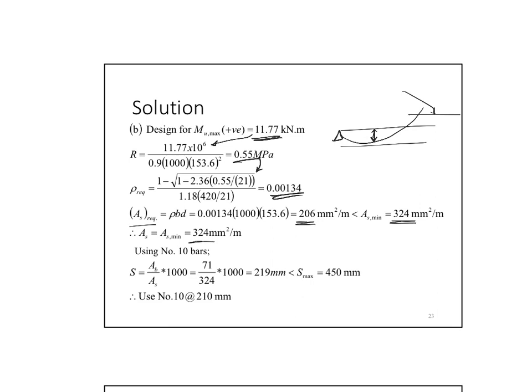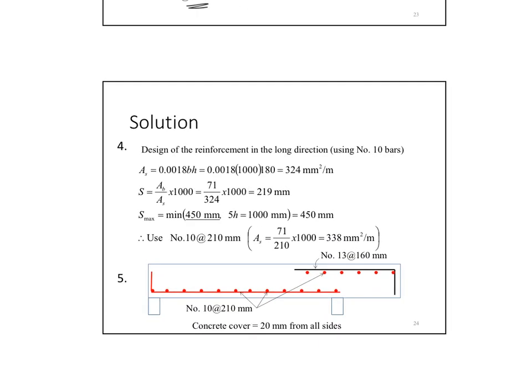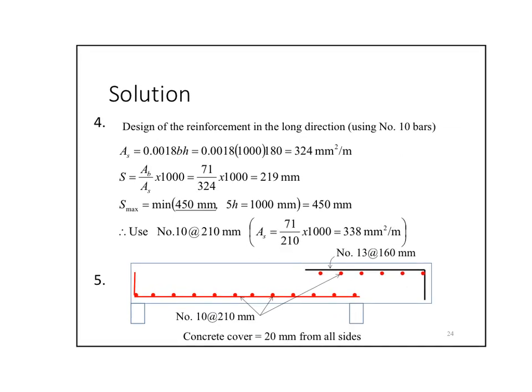So I take As equals As minimum using number 10 bars. Somebody else could use number 13 and stick to it. That's fine. And number 10 gave me the spacing distance equal to 219. I can drop it down to 210. Check the As maximum was 450. We're good. I keep going to the long direction.